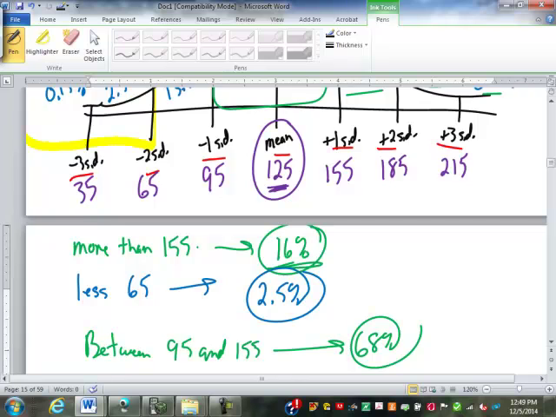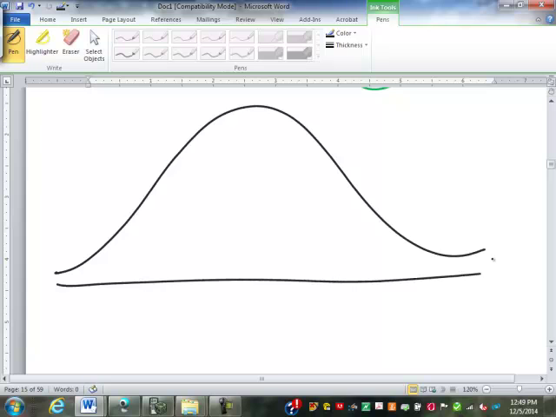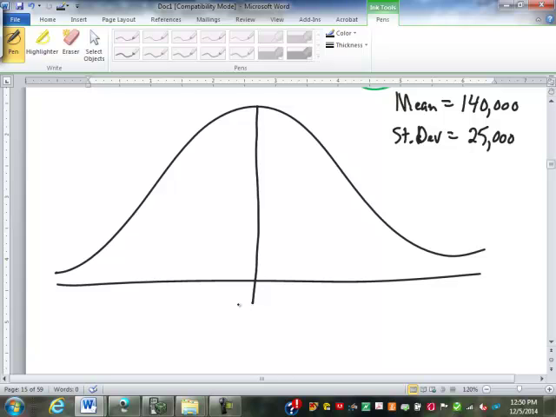Like I said, those percents never change. Let's say that you're looking at buying a house. And you decide you want a 3-bedroom, 2-bath house. And you do some research and you find that in the area you're looking, houses that are that size, that are for sale at least, or that have sold, have a mean selling price of $140,000. And the selling price has a standard deviation of $25,000. So on our curve, what number is going to go right in the middle here? 140,000. I'm just going to write 140.